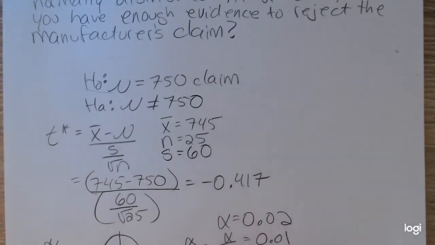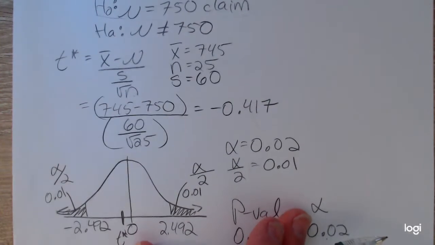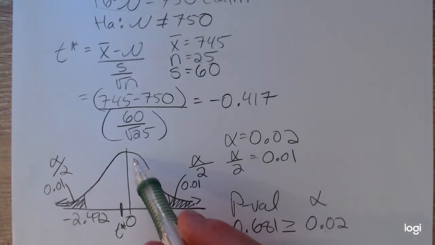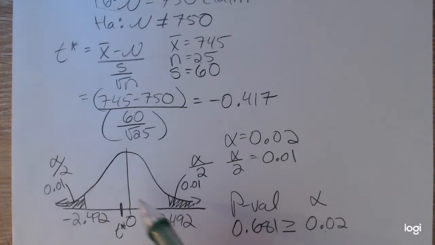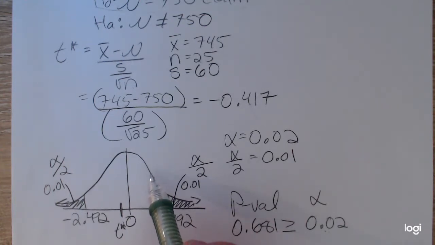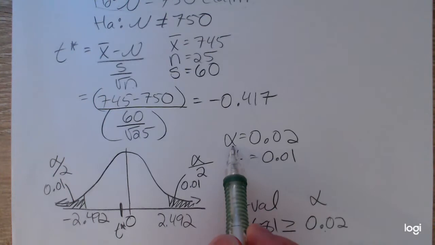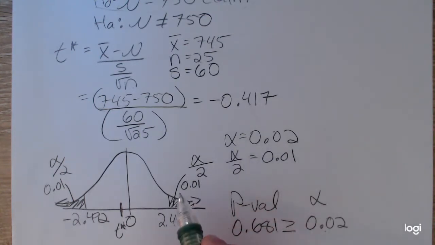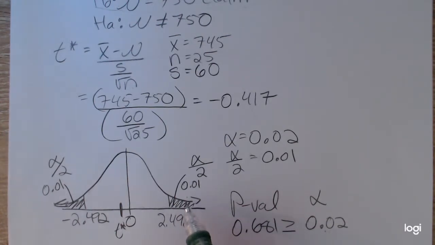The t-distribution is bell-shaped, a little shorter with heavier tails than the z-distribution. And to find the critical values, I have to keep in mind that this is a two-tailed test, so our level of significance, 0.02, needs to be divided in half, and there'll be 0.01 amount of area in each tail, each area of rejection.